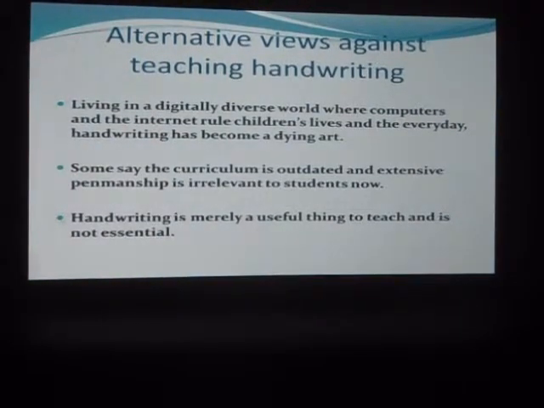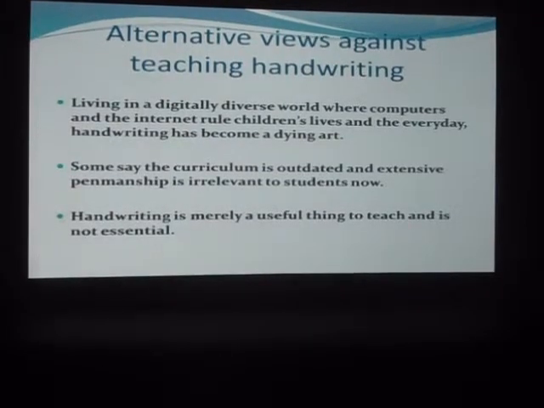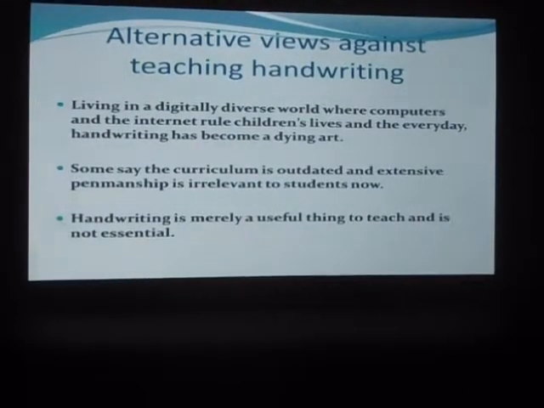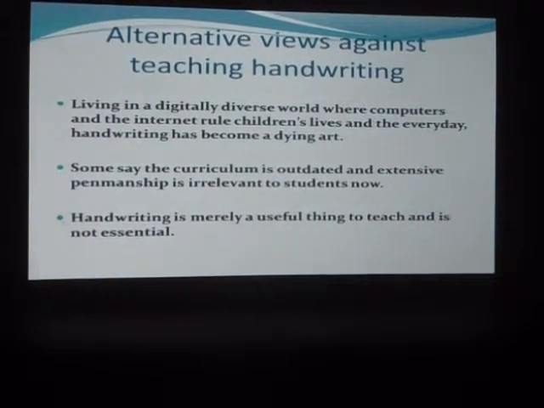It is outdated, and in terms of how often cursive is used, it is generally only ever needed when people are required to show an authentic signature on documentation. Some say the curriculum is outdated and extensive penmanship is irrelevant to students now, and when handwriting can be as simple as choosing a font on a page, why spend countless hours teaching it to students who may never use it later in life?